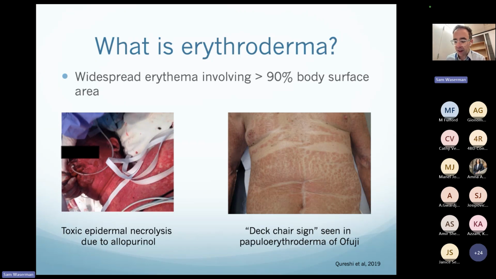But in fact, it can be even less common presentations, such as the deck chair sign that's seen in papuloerythroderma of Ofuji, which is a unique entity. It's most commonly seen in Japanese men, and they get generalized pruritic reddish-brown papules, which evolve into erythroderma. It's called the deck chair sign because it spares the skin folds. This is not only associated with papuloerythroderma of Ofuji, it's also been associated with dermatomyositis and mycosis fungoides and others, but I just thought it was neat.